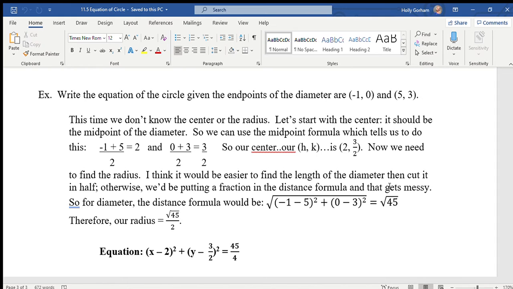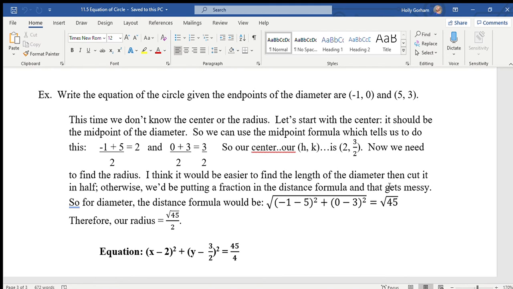The way that we do that, we take -1 plus 5 and divide by 2, which would equal 2. Take 0 plus 3 and divide by 2, which would be 3 halves. We're going to leave it as 3 halves. So our center, our HK, would be 2, 3 halves. But now we need to find the radius. Now you could take the center and one of these points and use the distance formula to find the radius. But what's going to happen is you're going to have fractions underneath your root, and that could get tricky. So what I think is easier is to find the length of the diameter and then cut it in half.